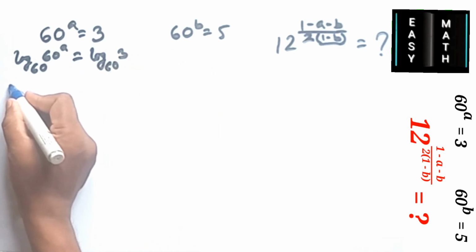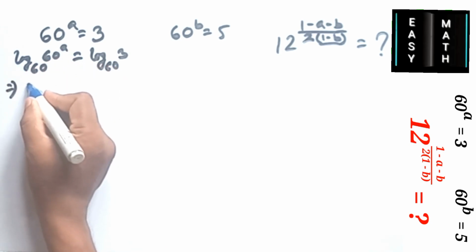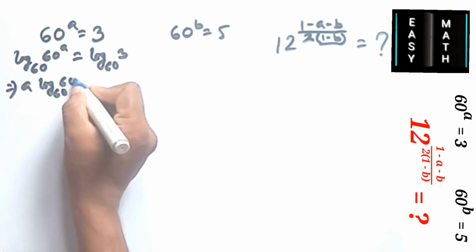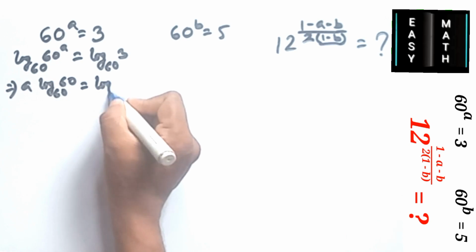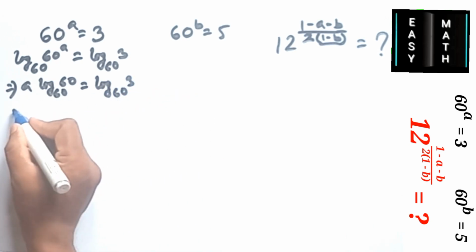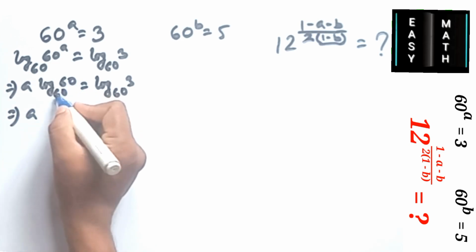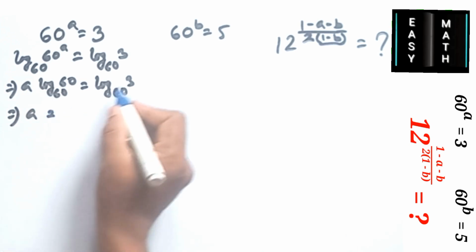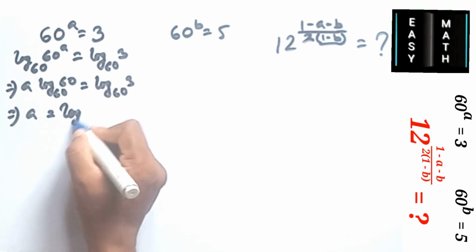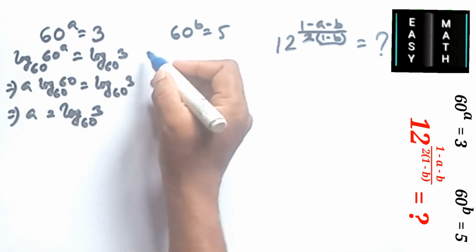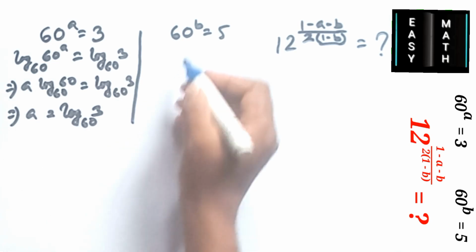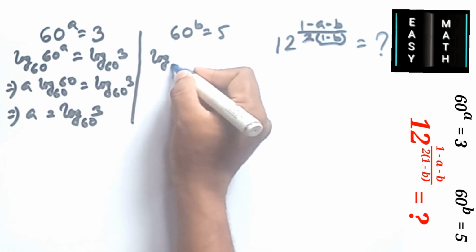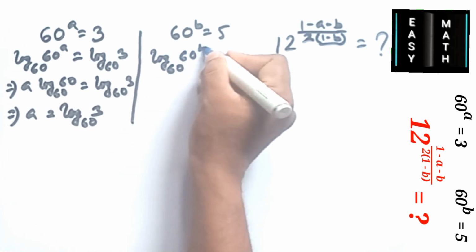Now there is the a here, and so there is the log base 60 of 60, and this is the log 63, this is the a. Log base 60 of 60 is 1, so 1 times a is a, and this value is log 63. So this is the value of this.